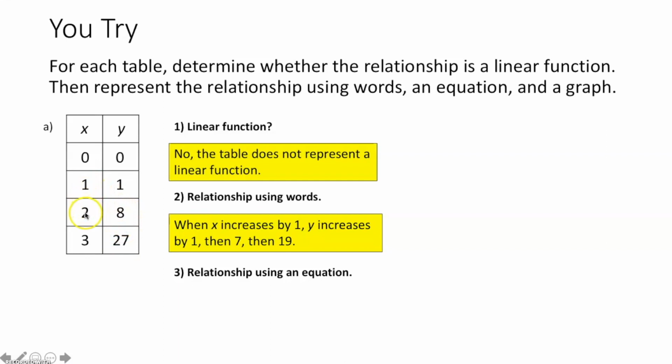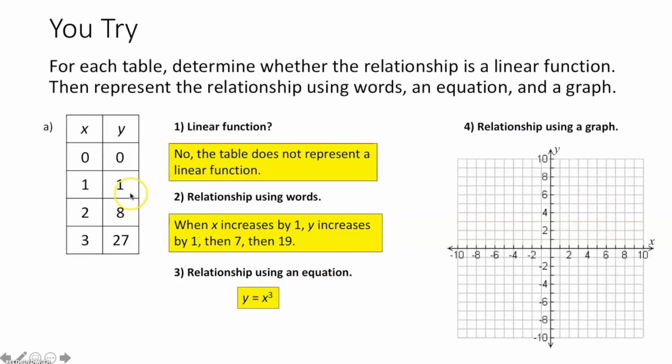Well, actually, it looks like I could cube these x values to get these y values. 0 cubed is 0. 1 cubed is 1. 2 cubed is 8. 3 to the third power, 3 cubed is 27. So yeah, our equation is going to be y equals x cubed, x to the third power.